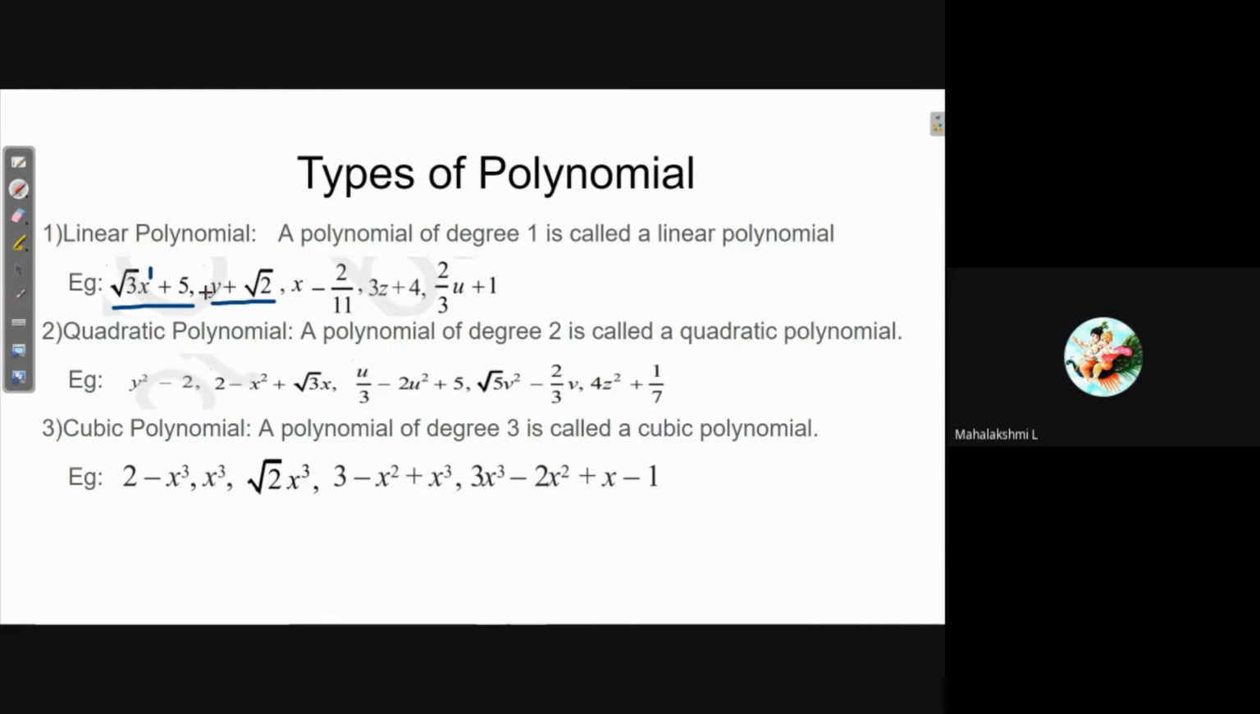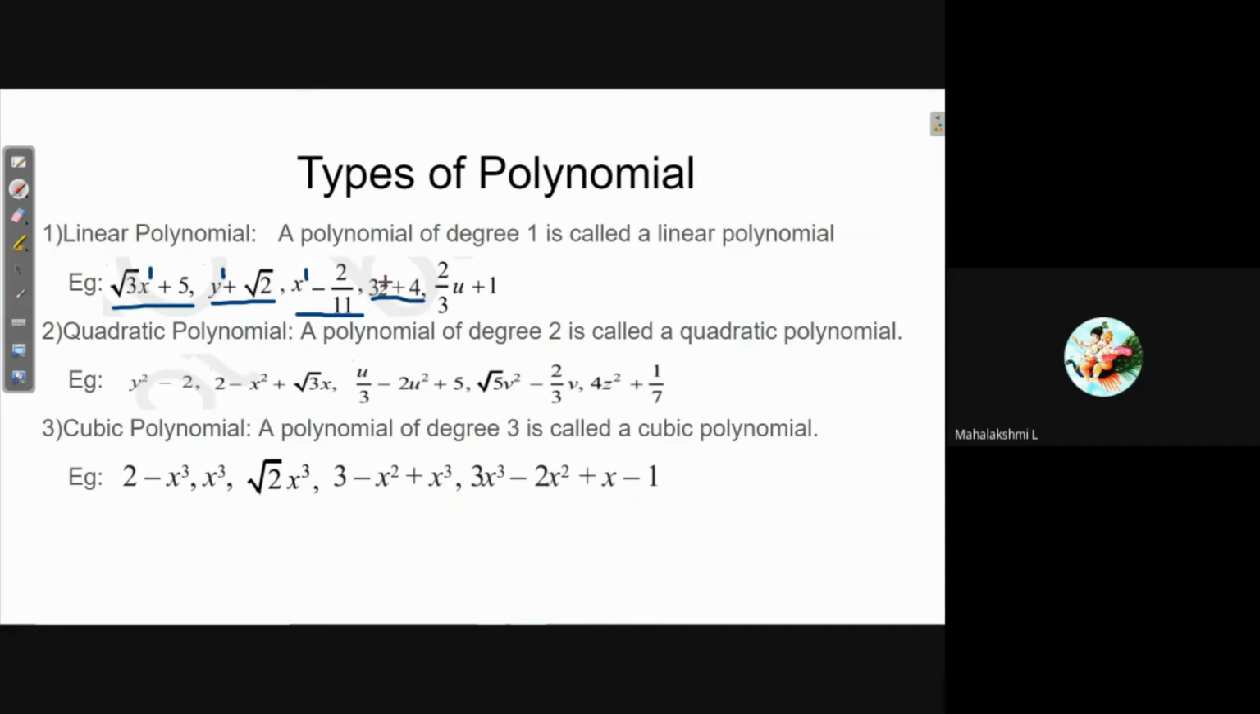Here y is the variable. Root 2 does not have any variable. The highest power of y is 1, and that is the highest power for this polynomial. Next, x minus 2 by 11. Here x is the variable and its power is 1. So the degree is also 1.